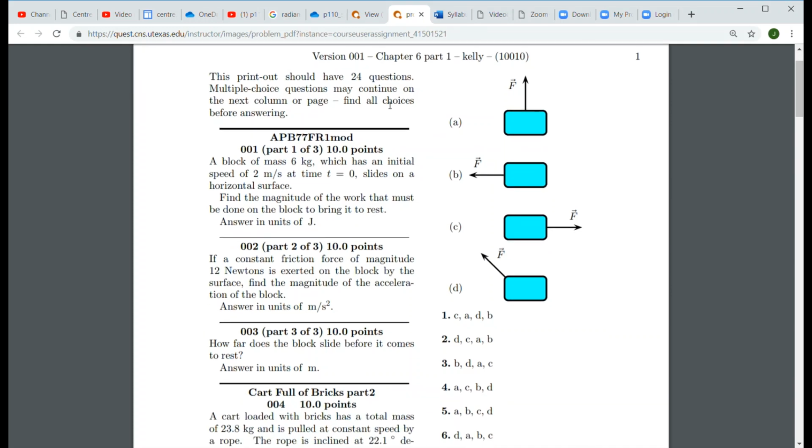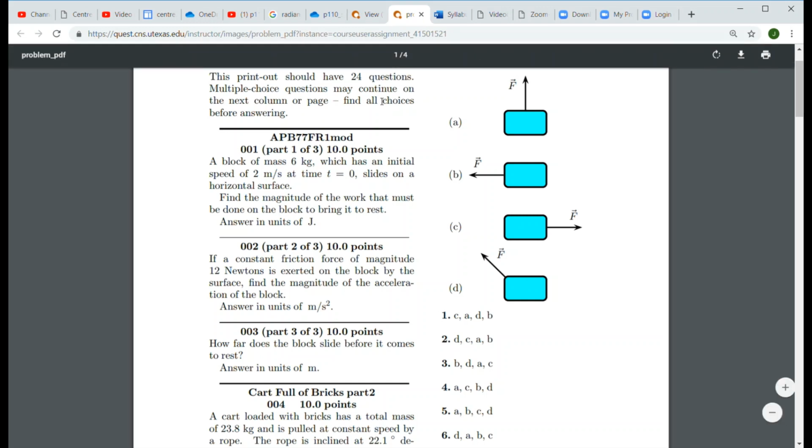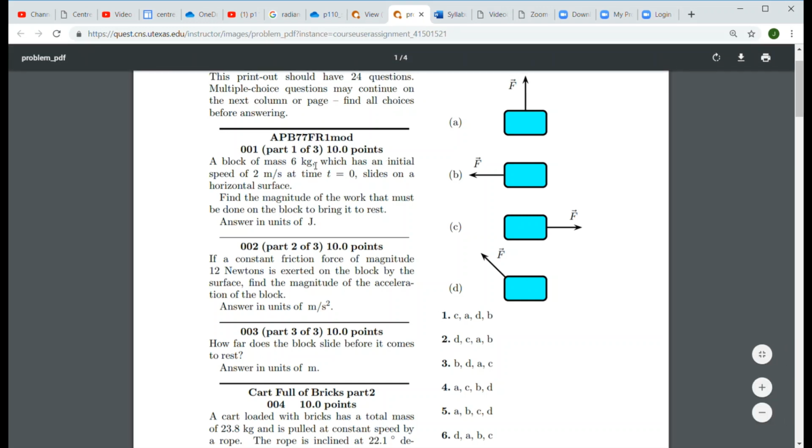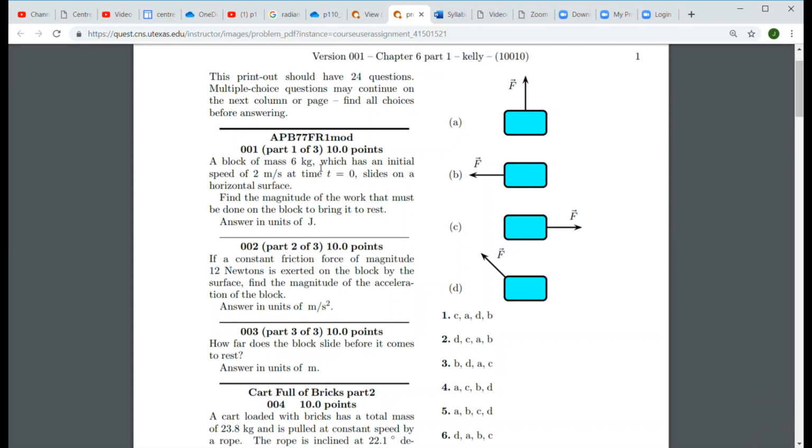Here's problem 1. We have a block with a given mass, has a given initial speed at time t equals 0, and slides on a horizontal surface. Find the work that must be done on the block to bring it to rest. So in this case, we have something that sounds like a particle, so we may as well take our system to be just the block, and we can use the work kinetic energy theorem. The net work that must be done is equal to 1/2 m v final squared minus 1/2 m v initial squared, and of course v final is 0, so the answer is just going to be 1/2 m v initial squared, which would be the work that has to be done.